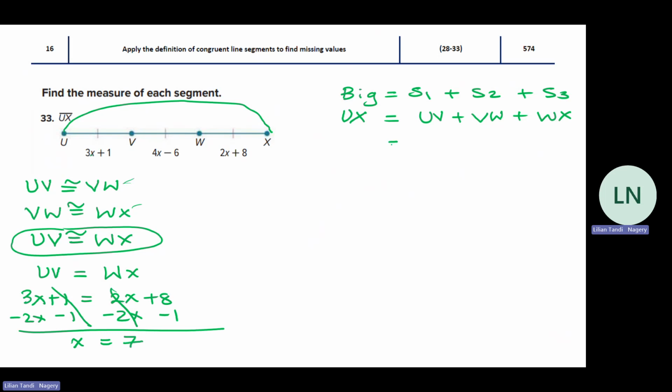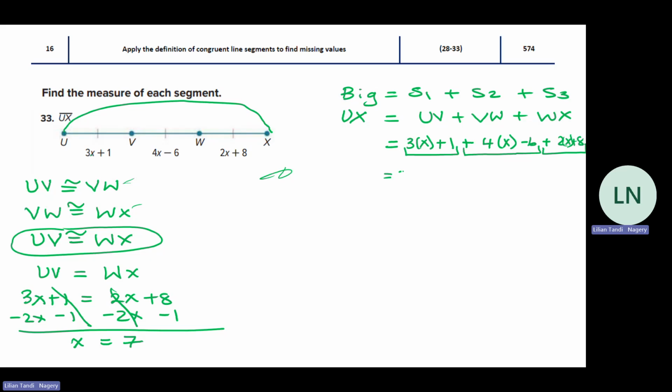Now I can come here and do my work. So now I have 3 parentheses x plus 1 plus 4 parentheses x minus 6 plus 2x plus 2 parentheses x plus 8. This answer must be the same as this answer and must be the same as this answer. If I get different numbers, I solved wrongly over here. If these 3 numbers are not the same, it means I solved wrongly.